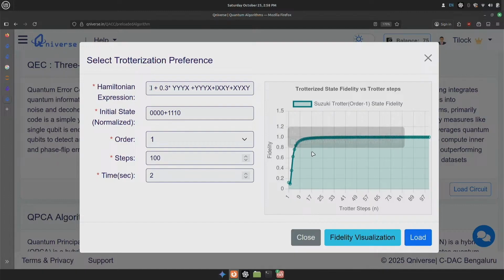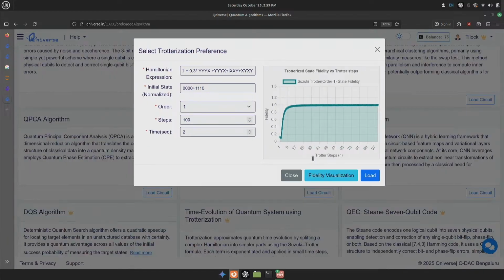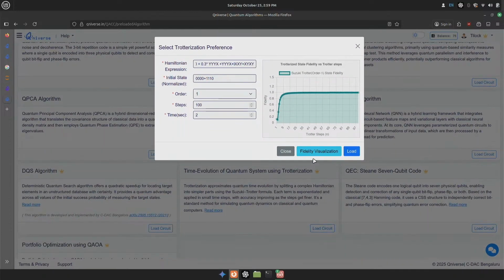So this graph actually helps you build an intuition about how many steps you have to go to create an accurate simulation. It's very difficult to show the whole circuit of the full unitary operator, because it's a very large circuit when you decompose it into single qubit gates. So this graph showcases how the fidelity changes with different Trotter steps. I hope that answers your question.